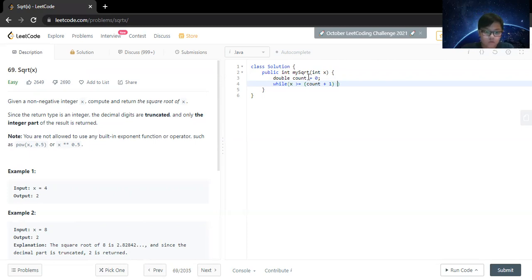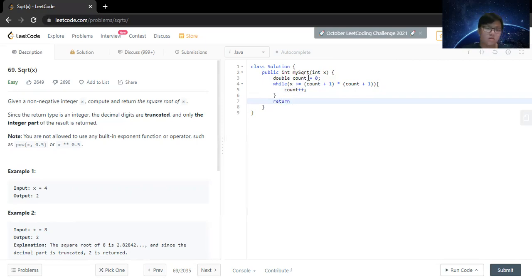Then we're going to multiply by the same thing. It's the same as squaring, but since we don't have something in Java like that, and we're not supposed to use it, we're just going to use multiplication. Then we're going to do count plus plus, because if it's greater, that means you have to keep adding on. But once it's smaller, then you know that it must round down. So then we can go through the while loop and return.